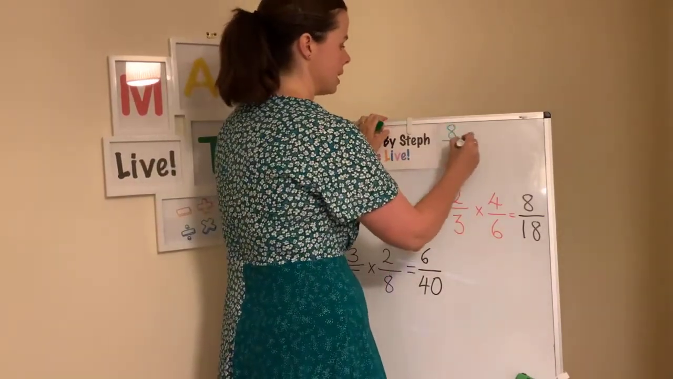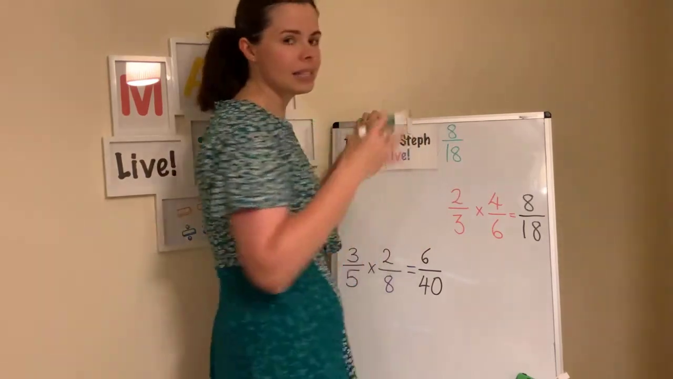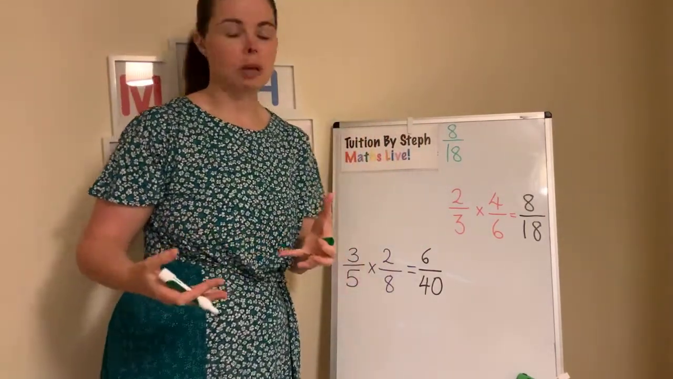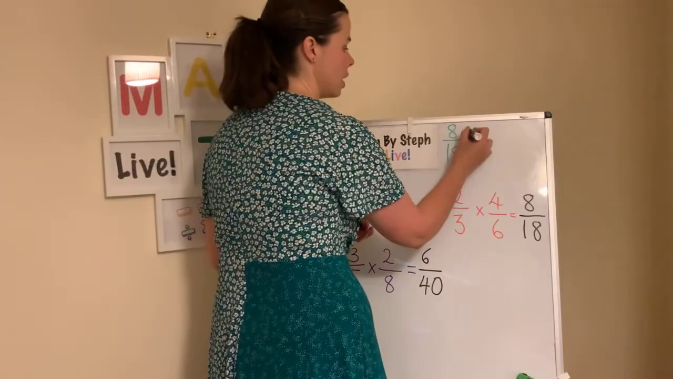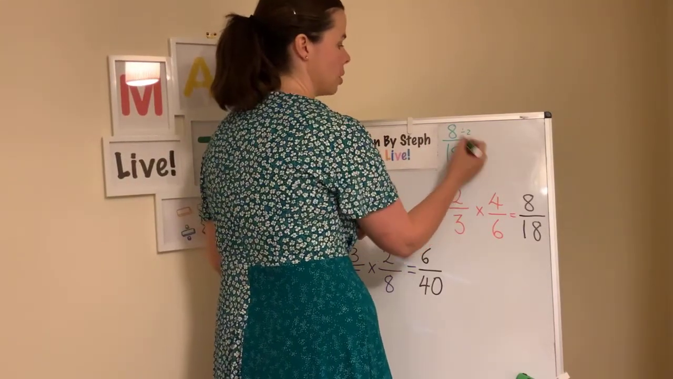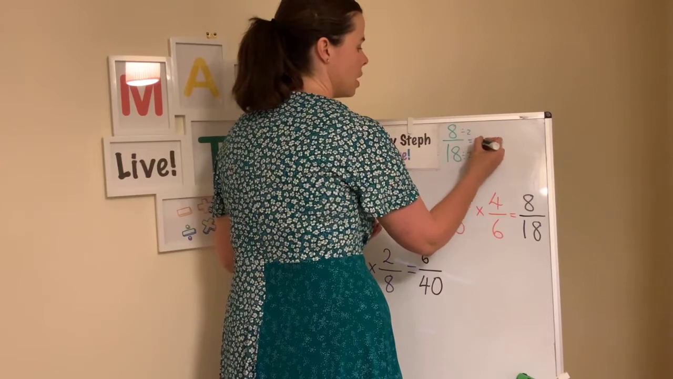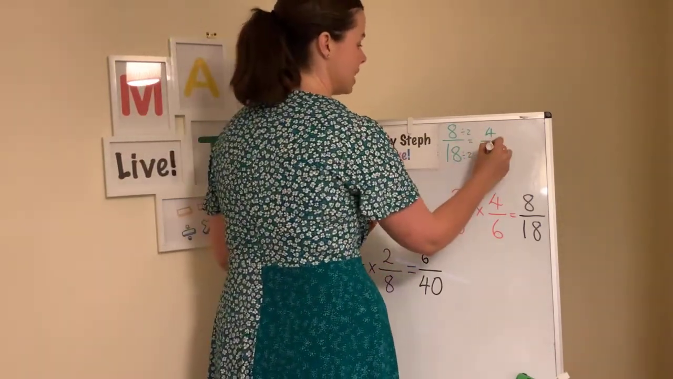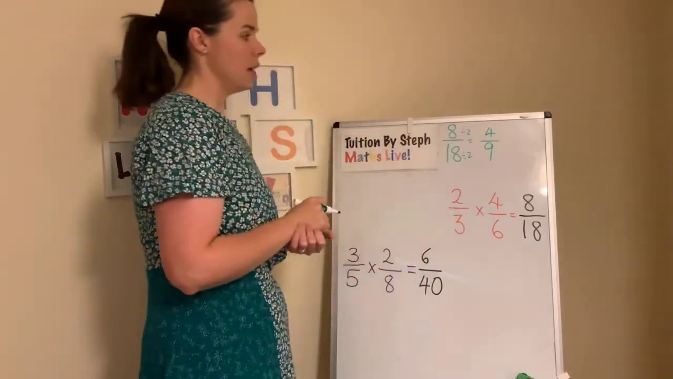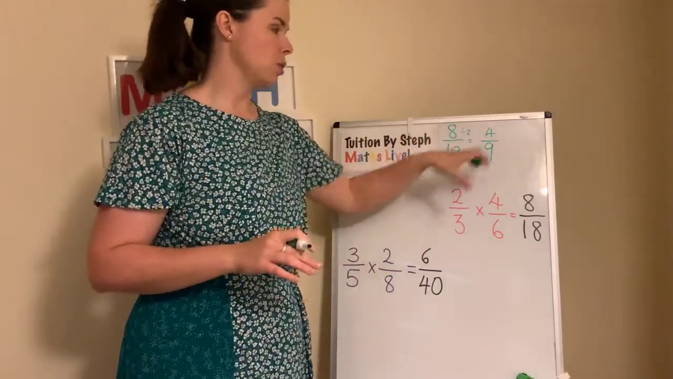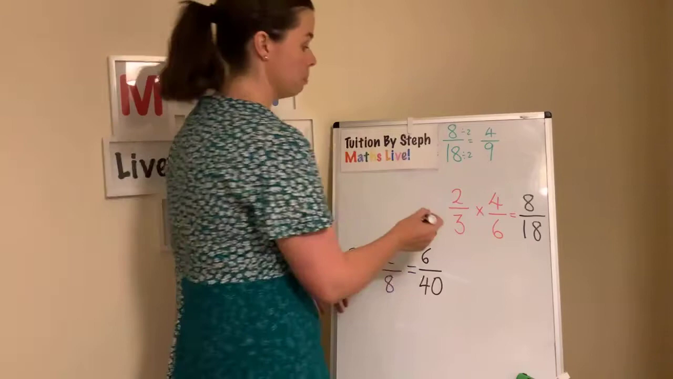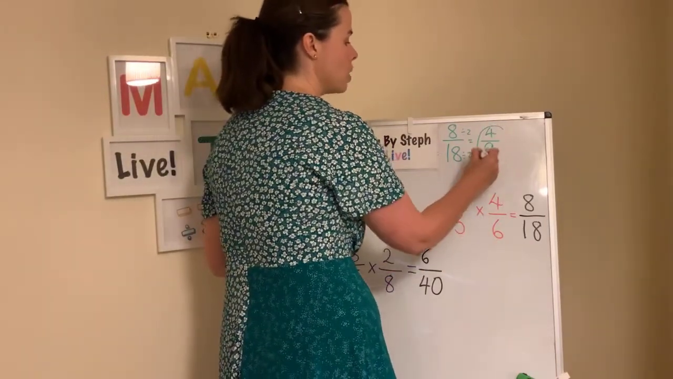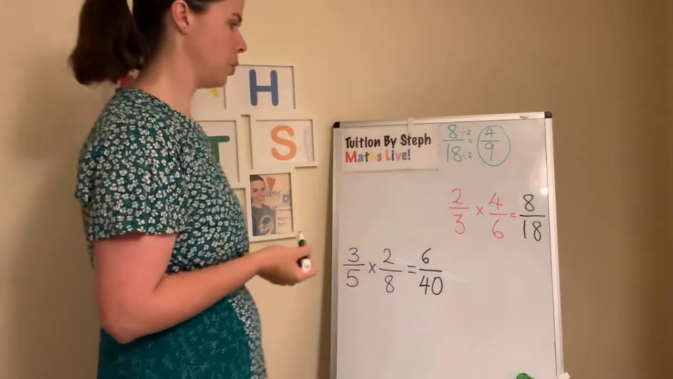So 8/18. How can we make that simplified? Well, I know they're both in the 2 times table because they're both even numbers. So I'm going to divide the top and the bottom by 2. And half of 8 is 4, and half of 18 is 9. Now, there's no other times tables that have 4 and 9 in it, so that's in its simplest form. So 2/3 times 4/6 is 4/9 in its simplest form.